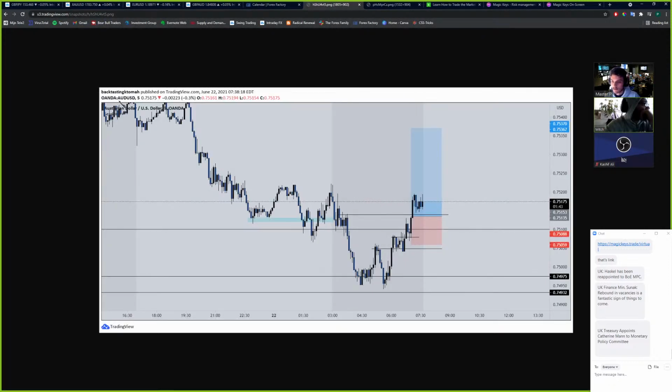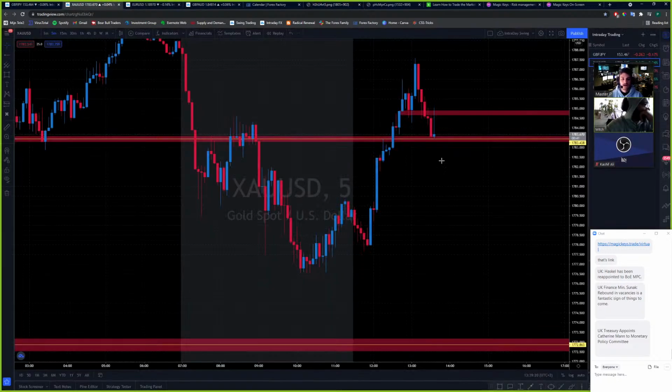This is AUD USD 5-minute. Price is coming down, then started going up. Yeah, that's a really nice confirmation. I like it. It broke above a high, and you take a buy for it to continue on up. That's really nice.